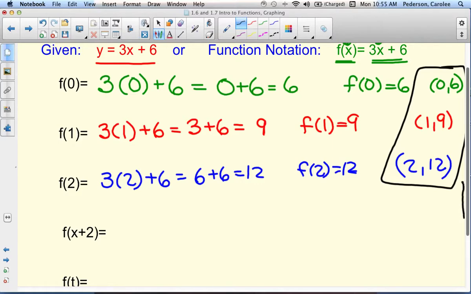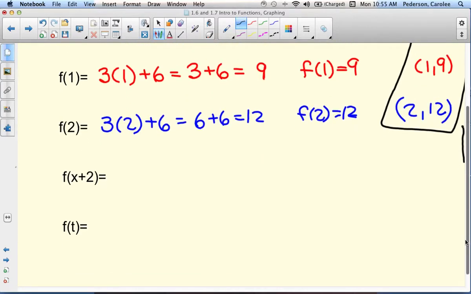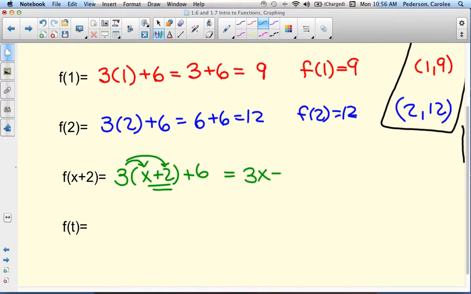Now let's just do a couple more. These will not give us ordered pairs, but we'll just practice doing some more evaluating. So in this one, we're going to replace the x with x plus 2. That's where we replaced. And now what we have is an expression. So we need to simplify this by distributing the 3 through. So 3 times x is 3x. 3 times 2 is 6. And then we have that 6 at the end.